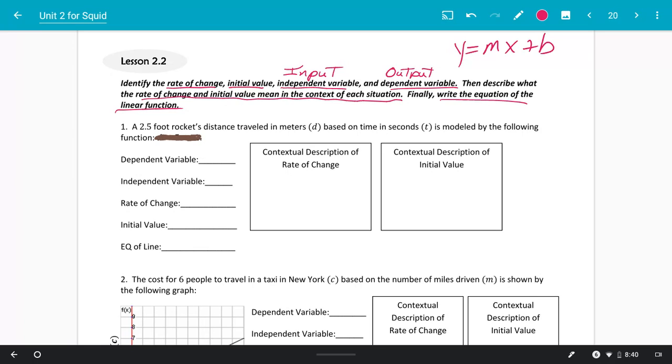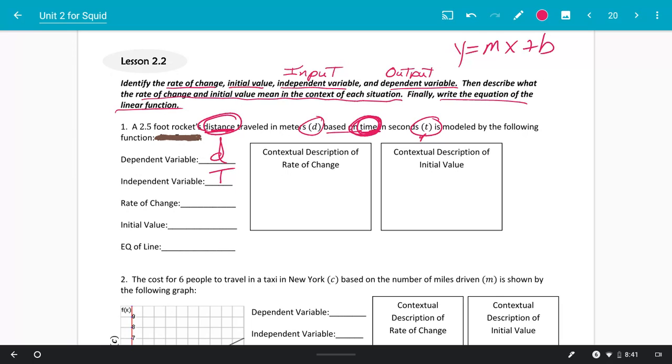Okay. What are my variables that I'm going to use? D and T. Which one's independent and which one's dependent? Which one's the input? Which one's the output? D is the dependent because it's based on the time. So D is my dependent variable. That makes T my independent variable. So what are the 2 things I'm looking at here? I'm looking at distance and time, right? Distance and time.